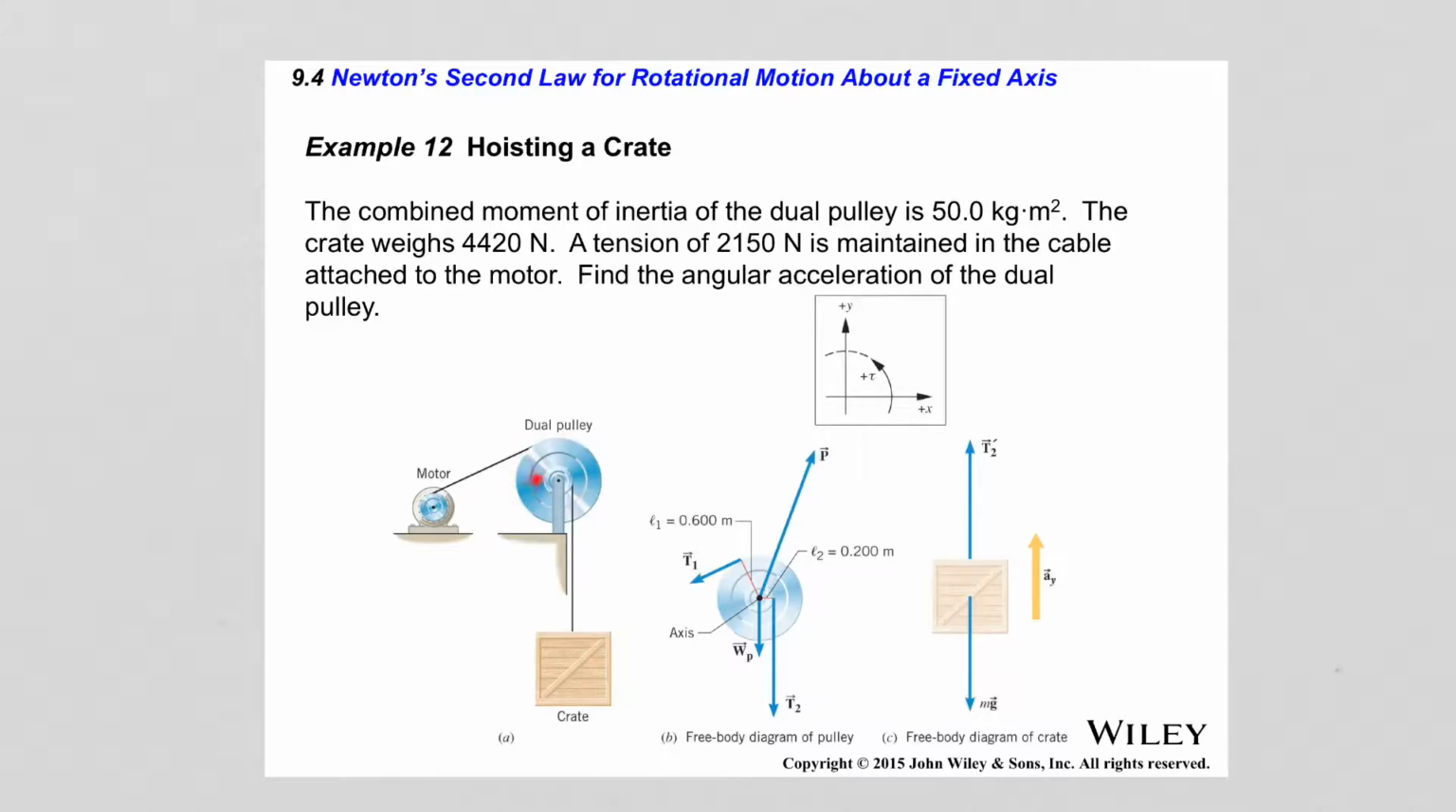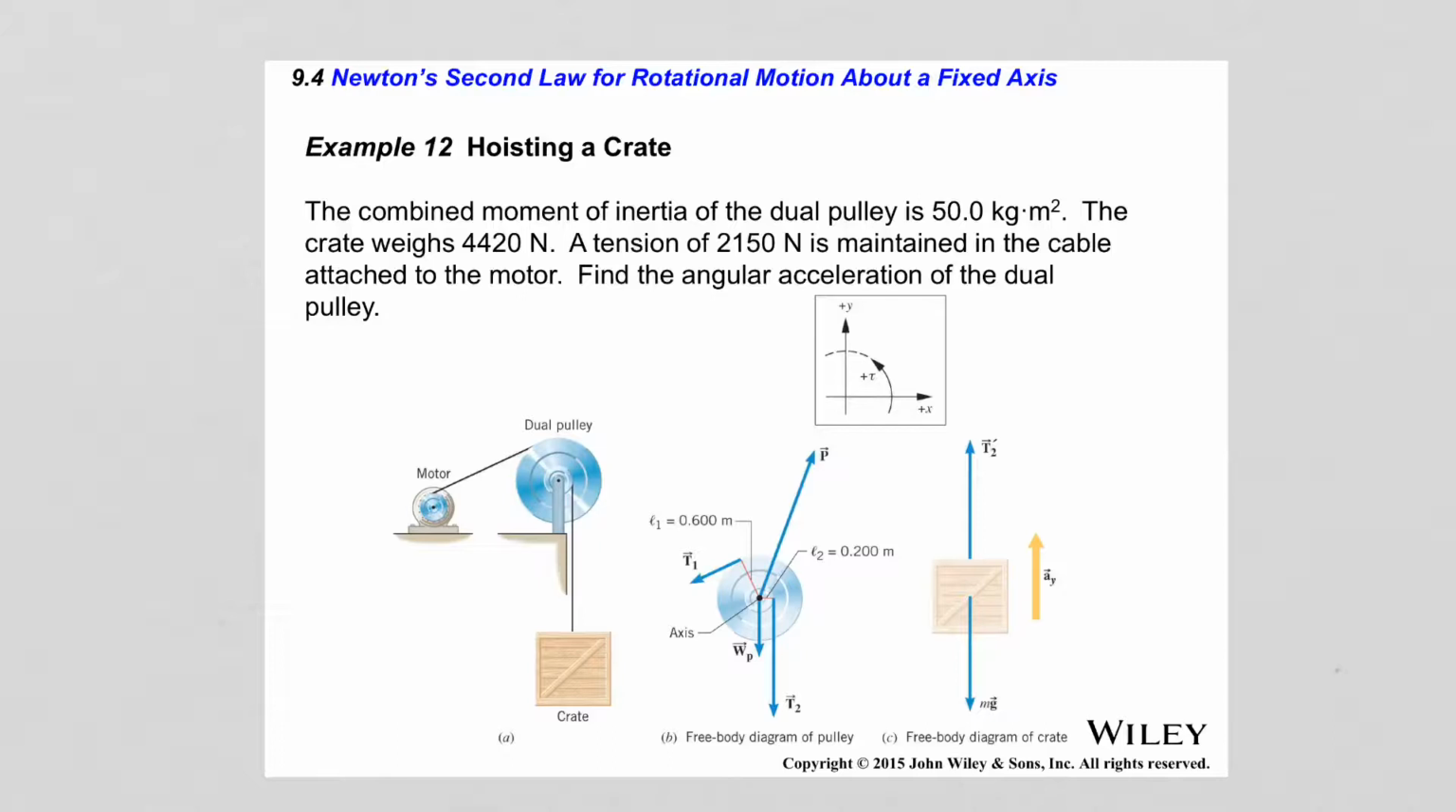So here is the dual pulley, here is the crate attached to this cable, and then the dual pulley is connected to the motor right here. So let's look at the free body diagrams for the pulley and the crate. So for the pulley, we have tension in the cable that is connecting the pulley to the motor. So this tension will create torque with lever arm equal to the radius of the large pulley.